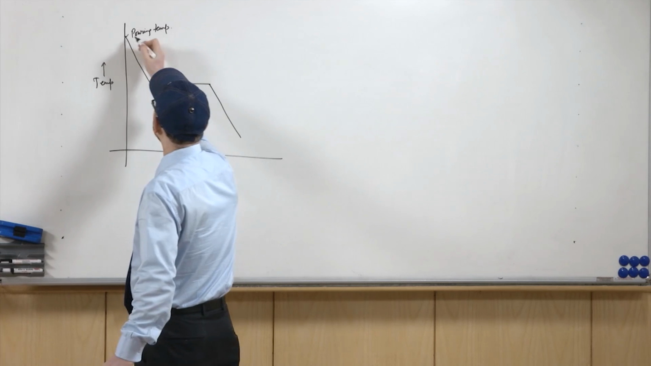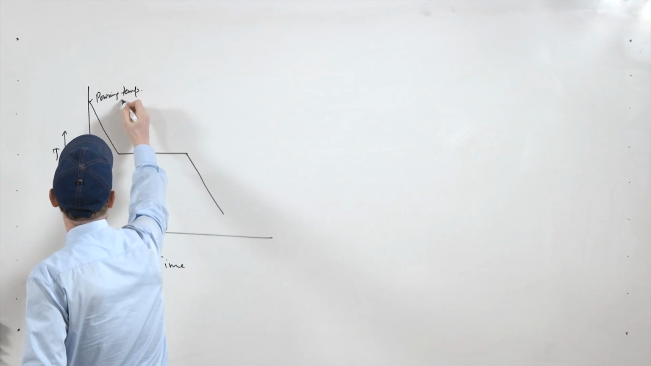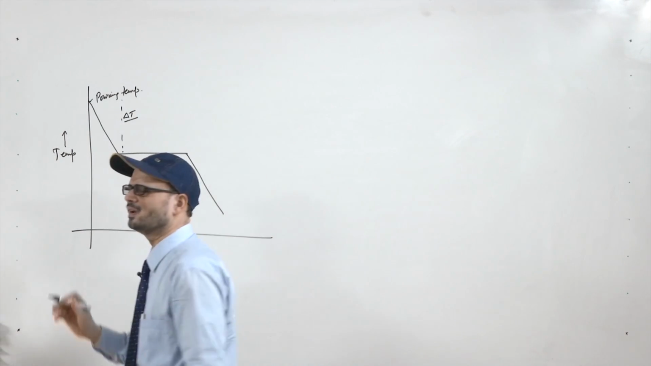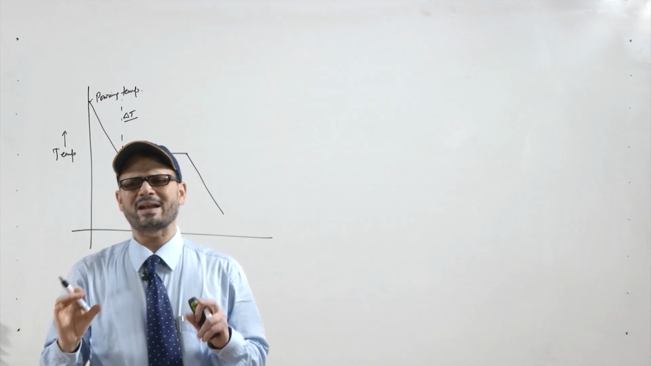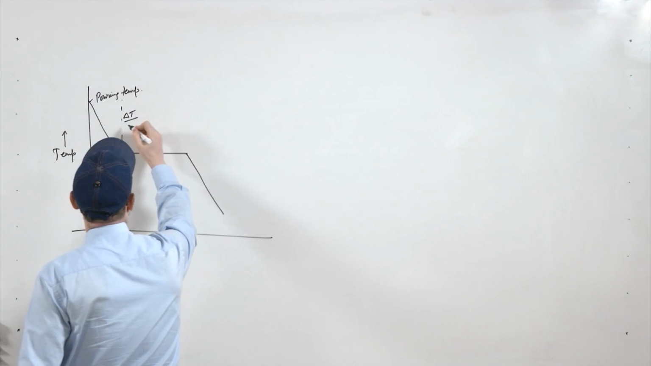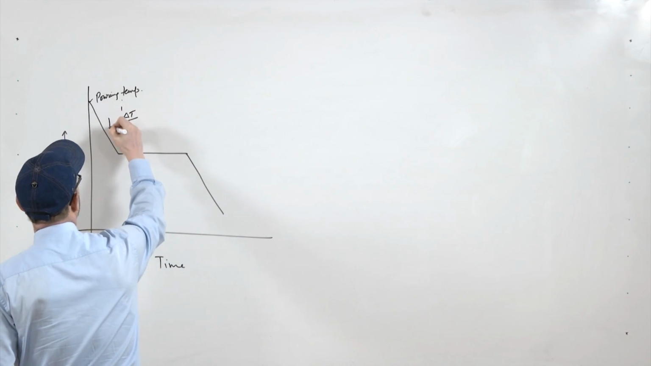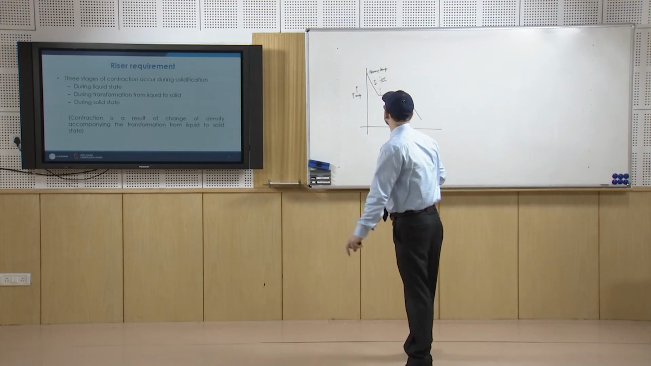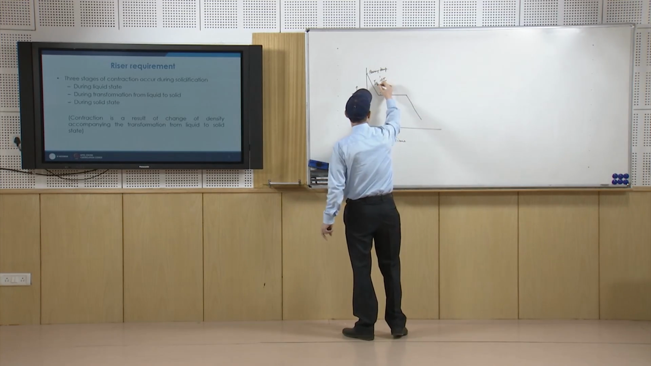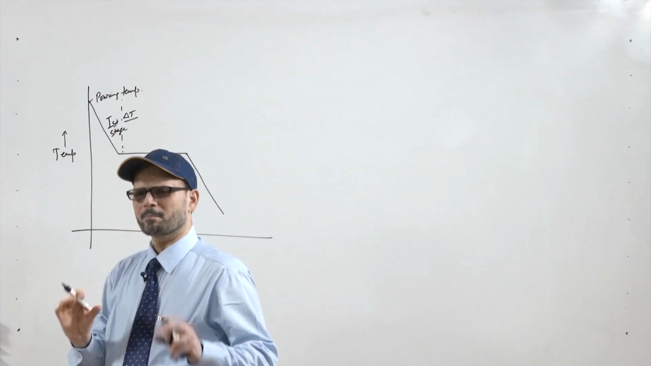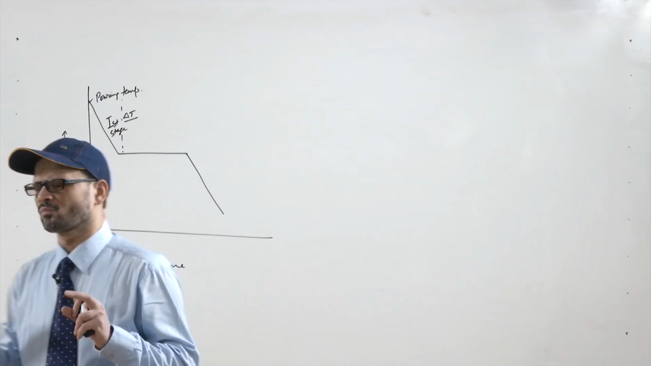So, this temperature differential from here up to here will cause certain contraction, and the contraction which occurs in this stage is the first stage of contraction. That is why the first stage contraction is known as the liquid contraction.